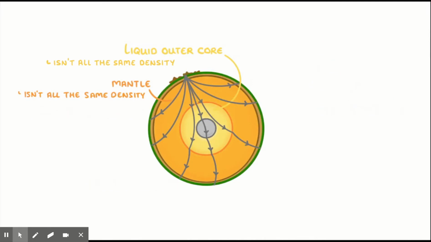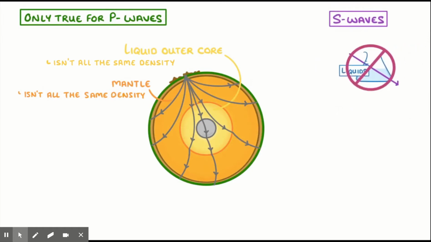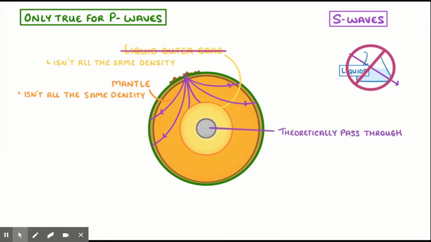Now, this diagram that we've drawn here is only true for P waves. S waves, remember, can't travel through liquids, and so can't pass through the liquid outer core. So instead of our lines going all the way through like this, they'd only be able to pass like this. And this was actually one of the main clues that led to scientists discovering that we had a liquid outer core. The S waves could theoretically pass through the solid inner core, but they can't reach it because it's surrounded by the liquid outer core.